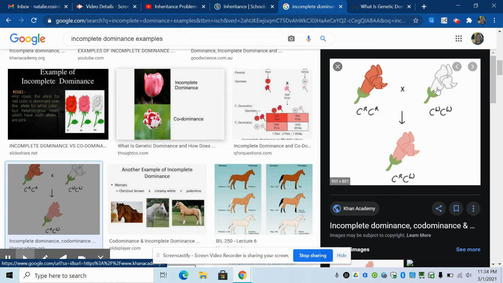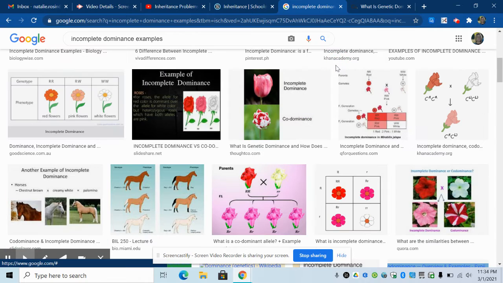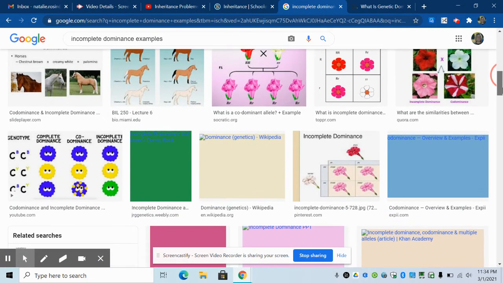And then you'll notice if those are produced in the P generation, that all of the offspring will be a blend, a pink snapdragon, which would be a blending of the red and the white. So all of those would be part of your first filial generation. So 100% genotype CRCW.